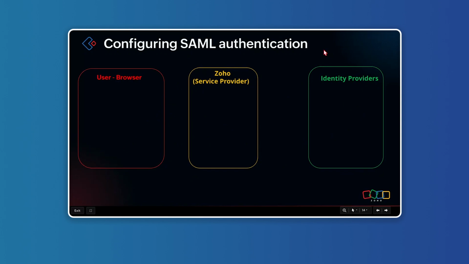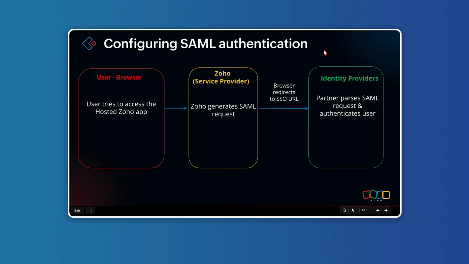Now, when you have the SAML authentication done at the backend, let's see how this works. First up, you would get into the browser and you would try to access a Zoho application, right? Let's take the same use case, and let's say a user gets into the browser and he tries to access Zoho Creator, right? When he tries to access Zoho Creator, the service provider generates the SAML request. Over here, Zoho is the service provider.